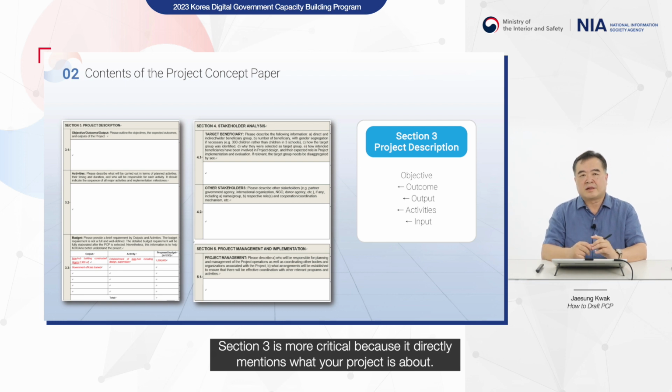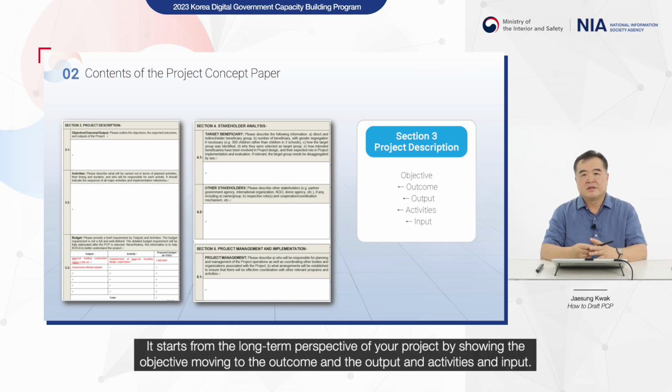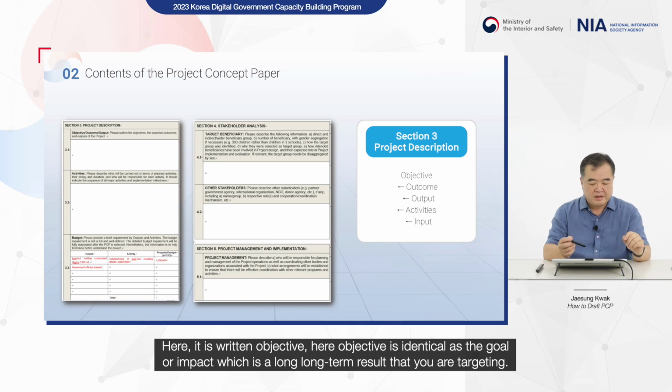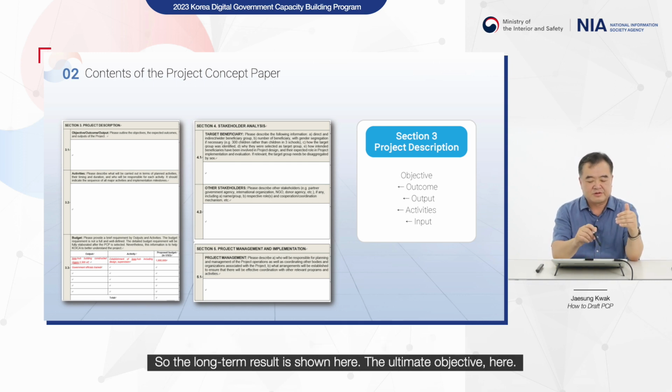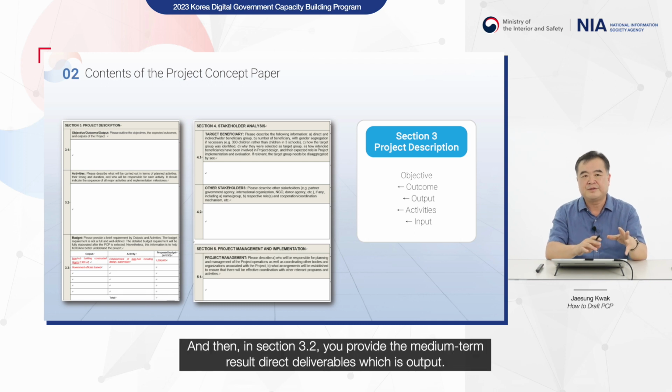Section 3 is more critical because it directly states what your project is about. It starts from the long-term perspective of your project by showing the objective, moving to the outcome, the output, activities, and input. Here it is written as objective, but objective is identical to goal or impact, which is the long-term result that you are targeting. So the long-term result, the ultimate objective, is shown here. And then in section 3.2, you provide the medium-term results and direct deliverables, which are outputs.